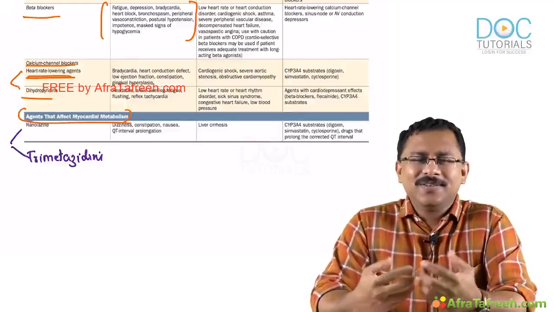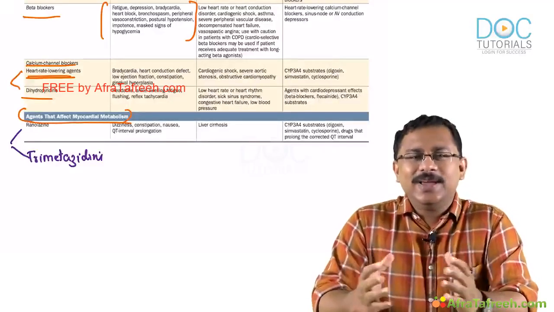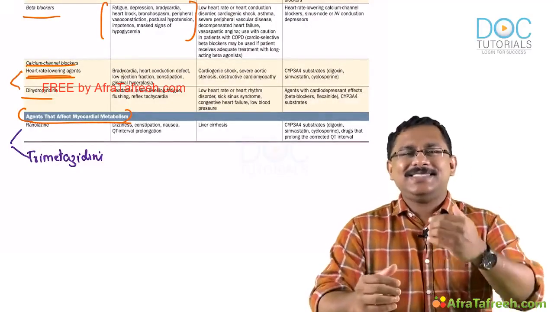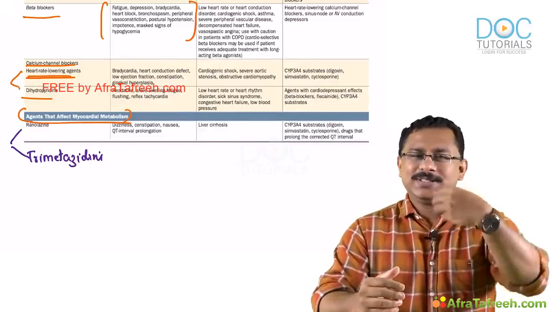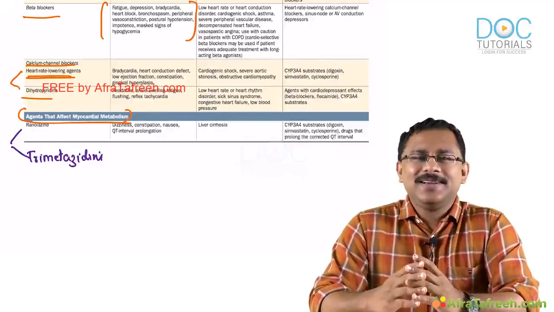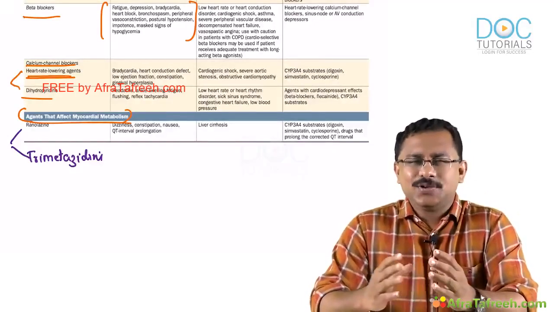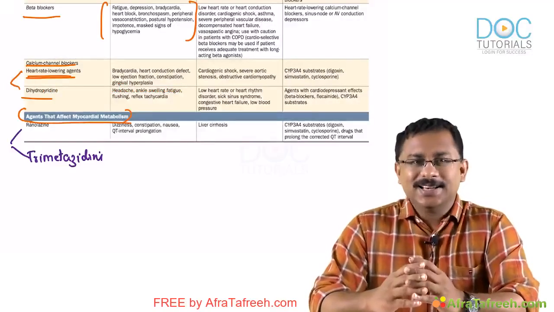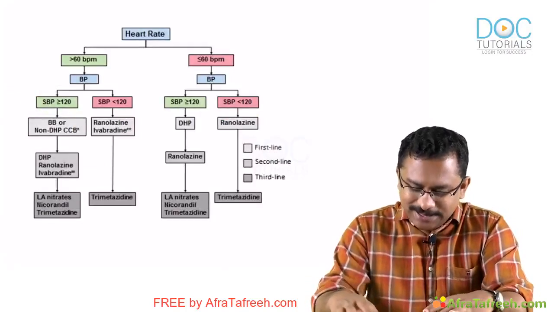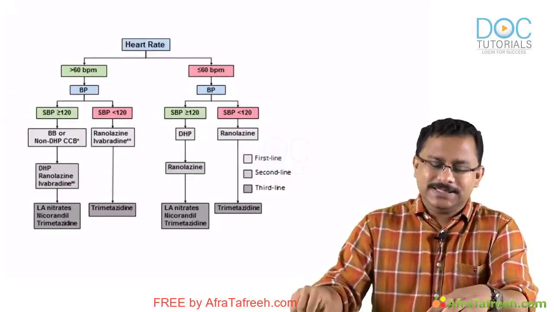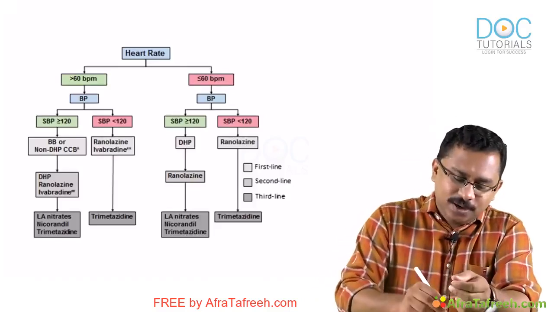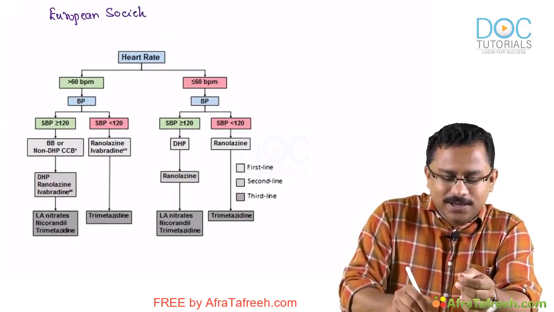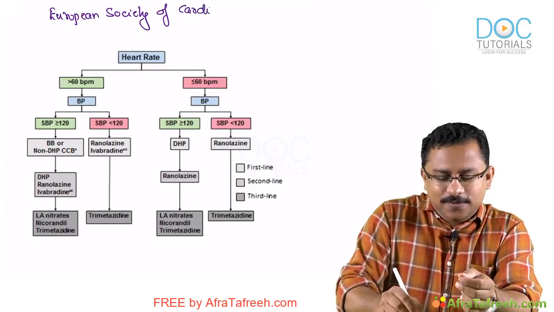Now the question: we have understood the agents available, the agents we have in our armory, but what agent to choose? Is there any particular guideline that says you start with this agent and then go to another agent? Again, let me tell you, there are different guidelines which slightly differ in the strategies. Not a big difference, but slightly. So today what I am going to discuss with you is a flow chart advocated by the European Society of Cardiology. So let's try to study that flow chart.